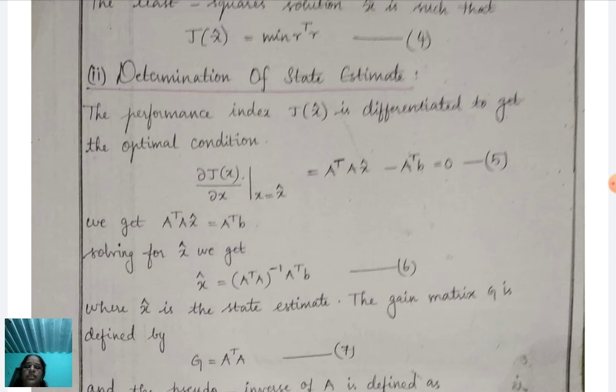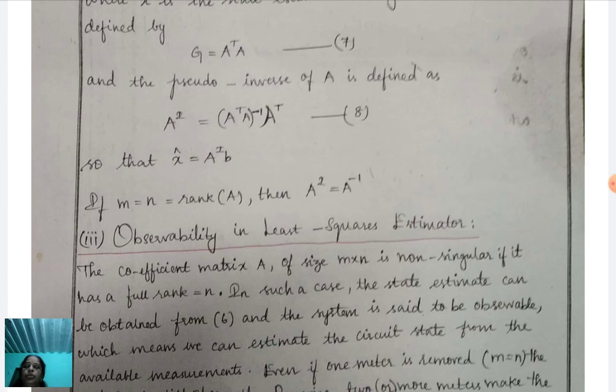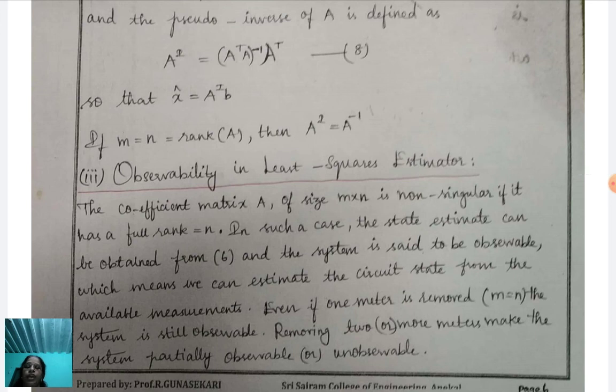The gain matrix G is defined as G equal to A transpose A only. So the pseudo inverse of A is defined as A dash equal to (A transpose A) inverse A transpose, so that x hat equal to A dash into b only. If m equal to n, that is, the number of equations equal to the number of unknowns, equal to the rank of the A matrix, then A dash equal to A inverse only.